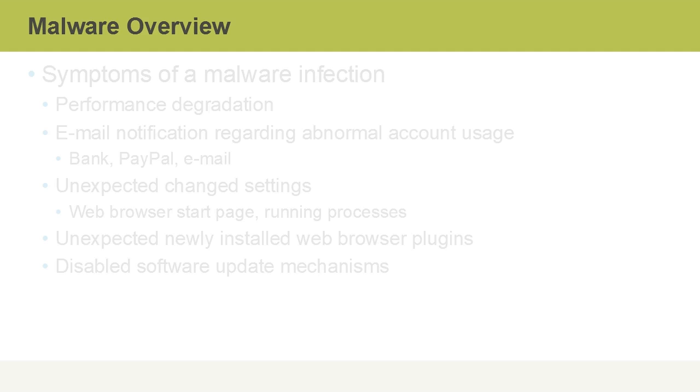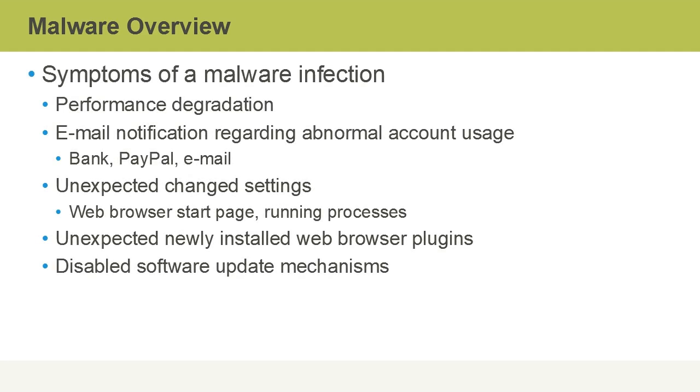Symptoms of a malware infection include things like performance degradation on the machine, so the machine slows down. We might also get email notifications regarding abnormal account usage, and it might actually be legitimate. We might get an email notification from our bank or PayPal or our email account, whether it's Google or Outlook.com, but we have to be careful, because how do we know that this email notification itself isn't some form of social engineering or trickery?